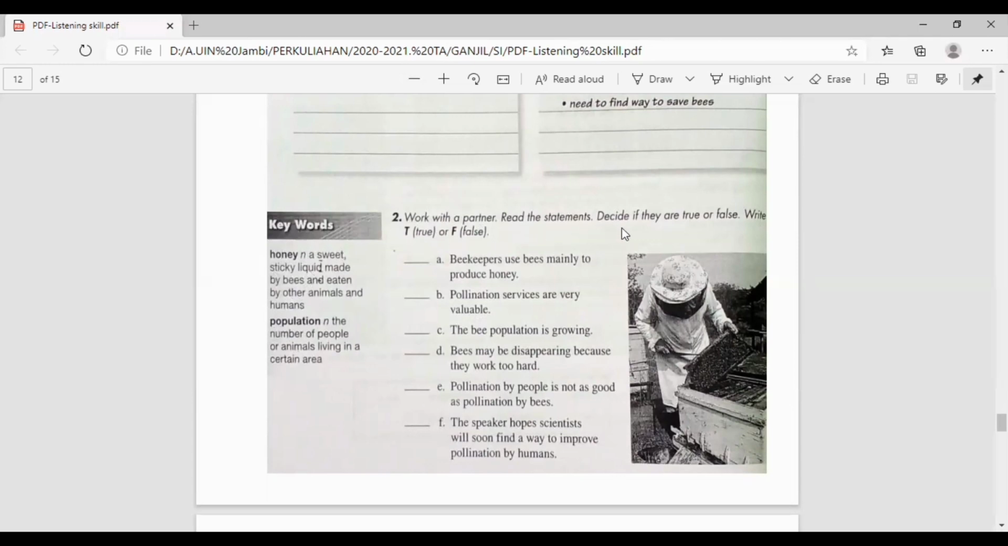Okay, so try to read the statements here and decide whether the sentences are true or false, by giving the letter T for true and F for false.